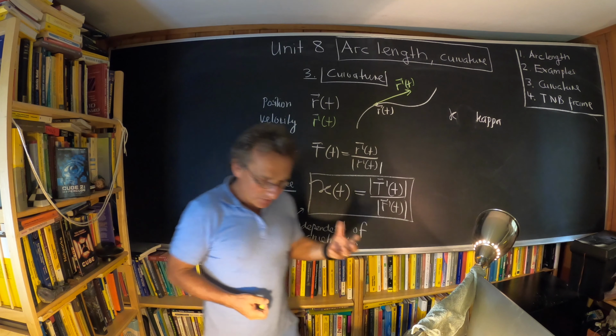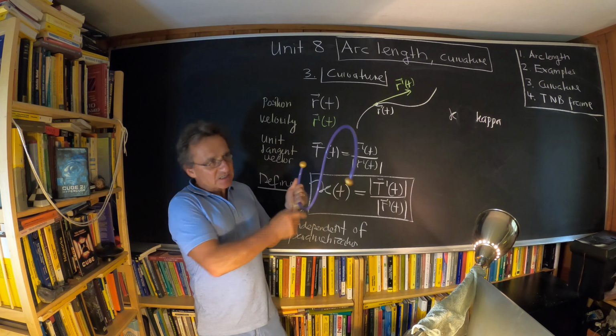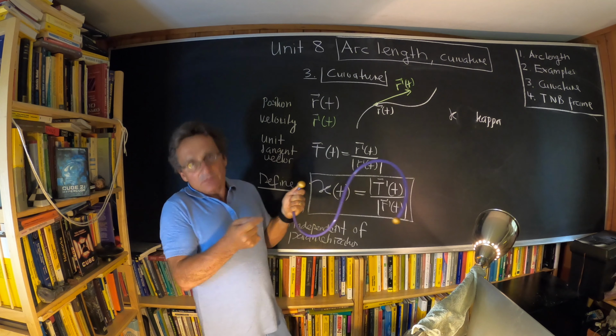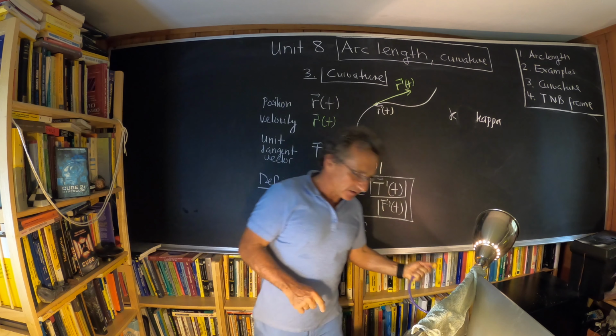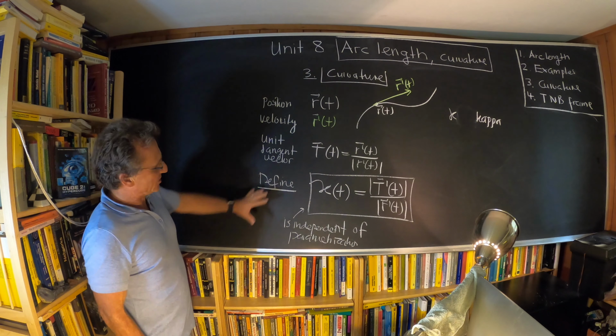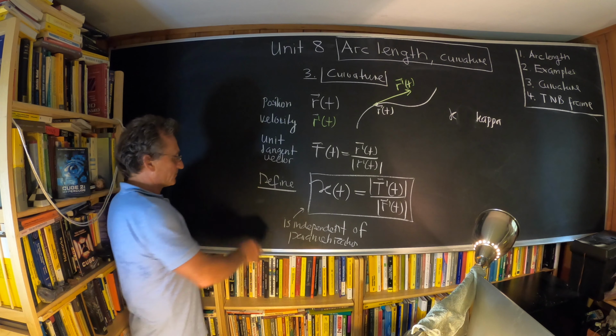Which we will compute in examples, which means if you have a curve, it doesn't matter how fast you travel through it. This curvature is something you see. It's not what you feel. When you go along a curve, you feel the acceleration. You feel how you turn. But it's not that. It's independent of the parametrization. So that's actually pretty cool. That's the curvature here.